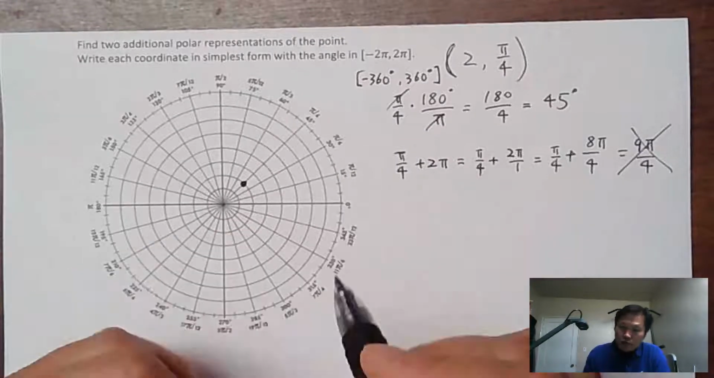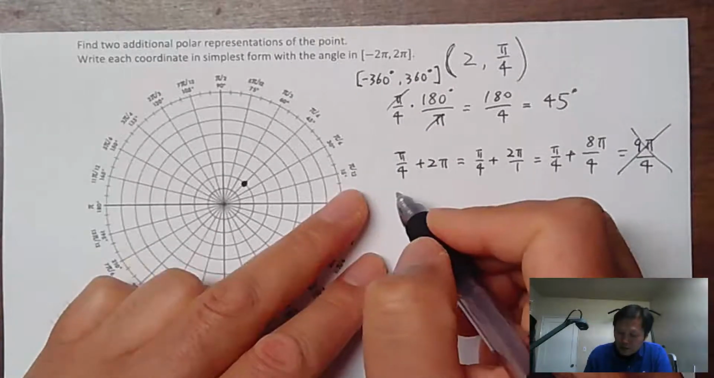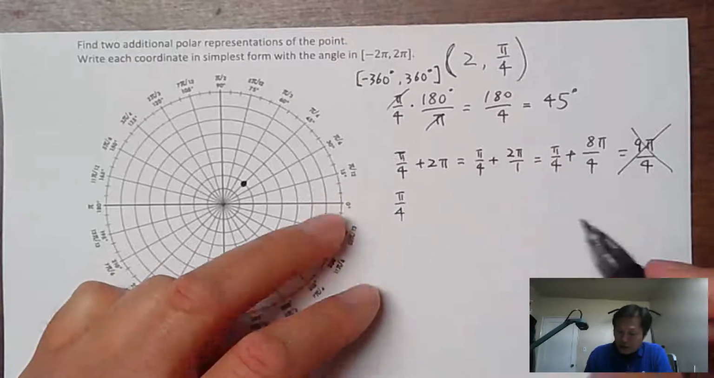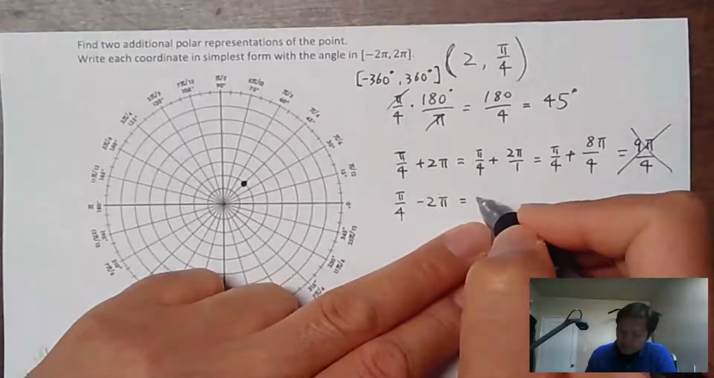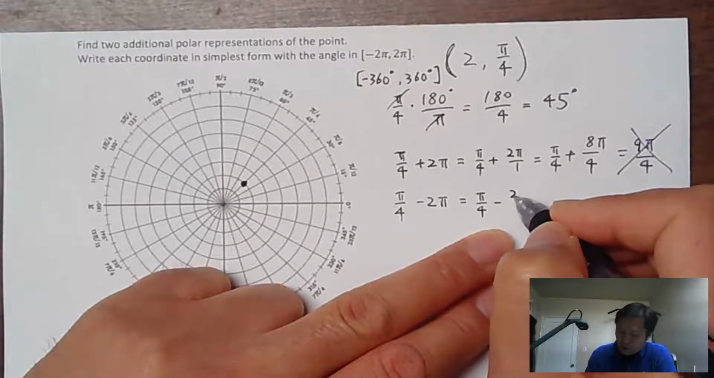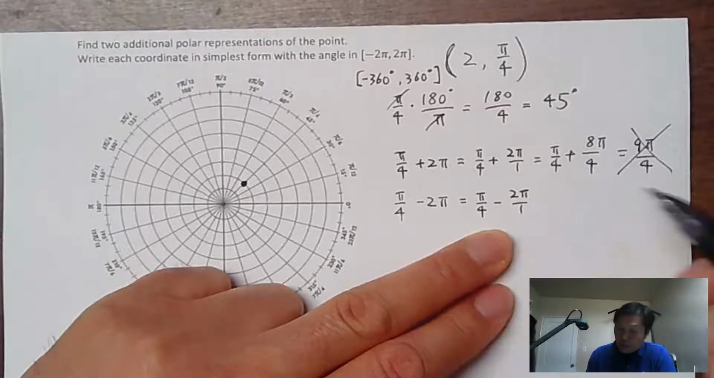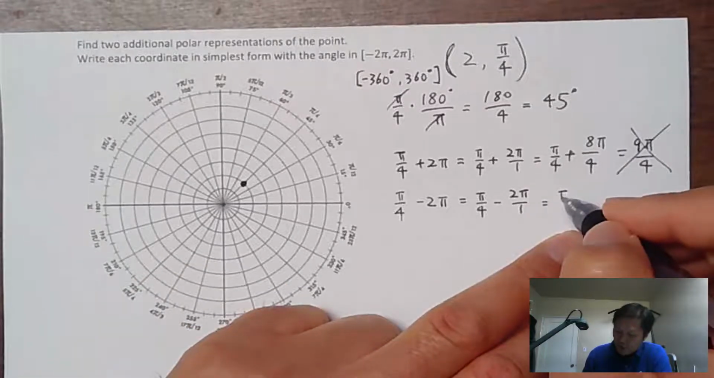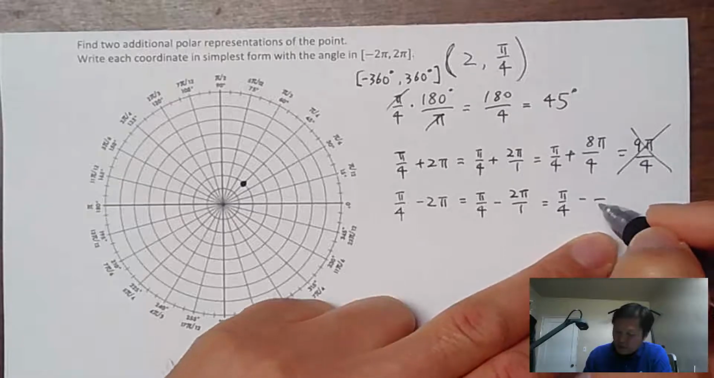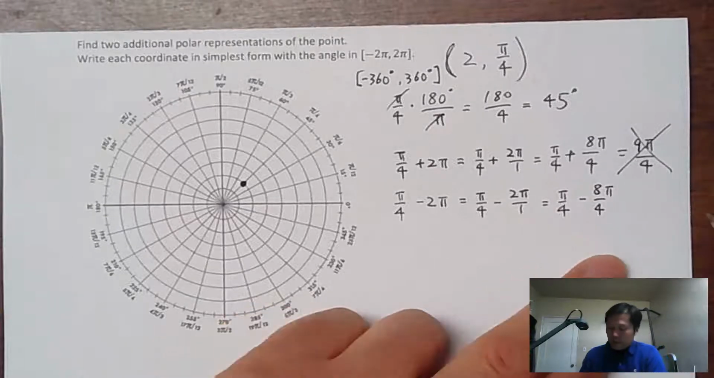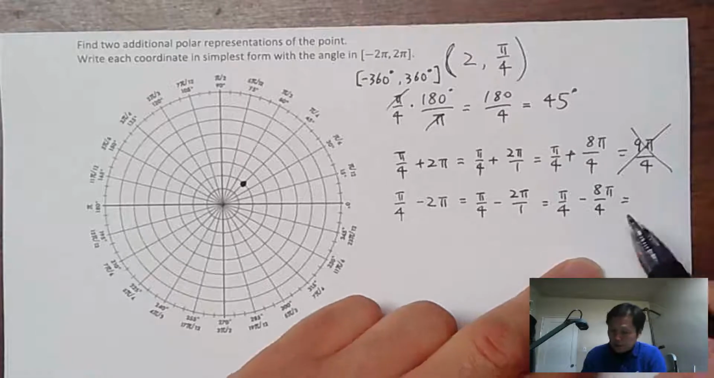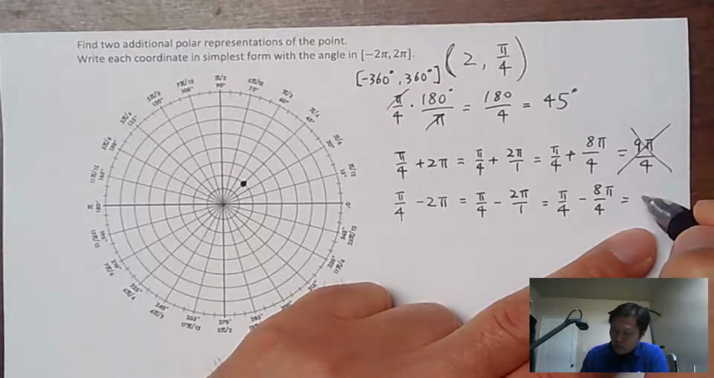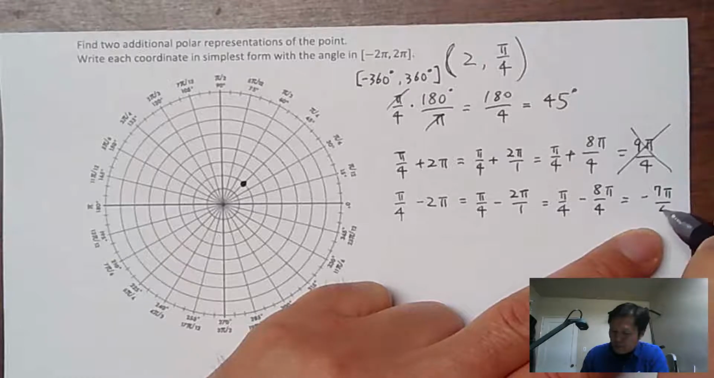So you want to subtract 360 degree instead, meaning 360 degree in radian is 2 pi. So you're going to subtract 2 pi. So that will be pi fourth minus 2 pi. 2 pi is the same as 2 pi over 1, which will be pi fourth minus 8 pi fourth. So pi fourth minus 8 pi fourth, it's the same as 1 fourth minus 8 fourth. If you have a calculator, you can put that into the calculator as a fraction. You'll get minus 7 pi fourth.